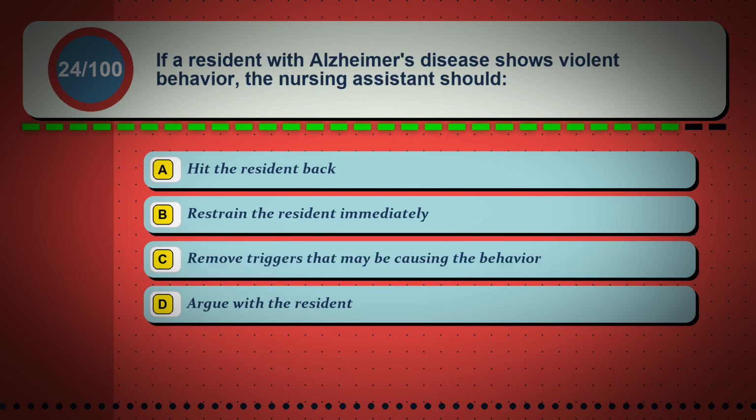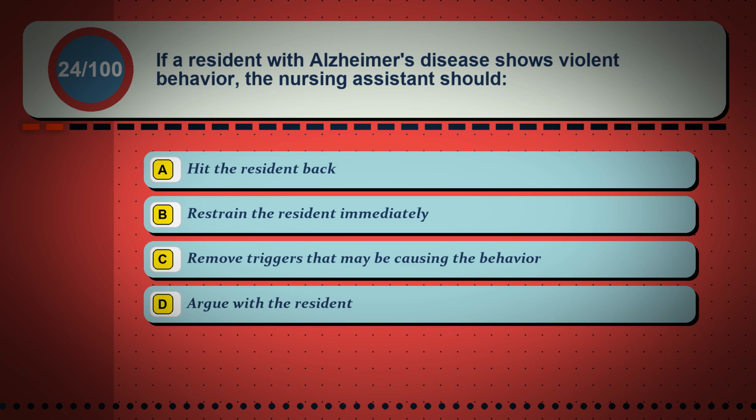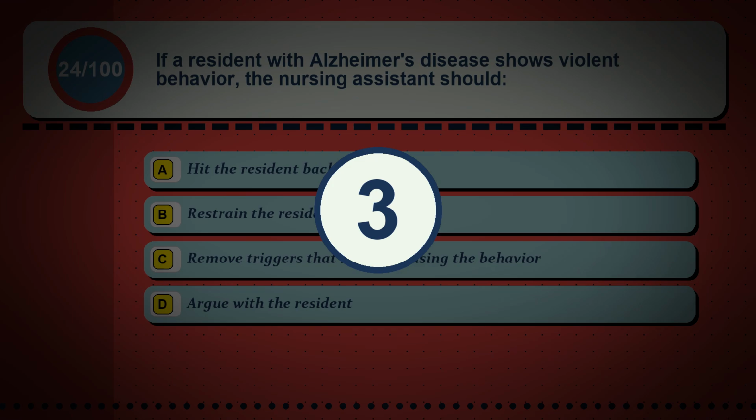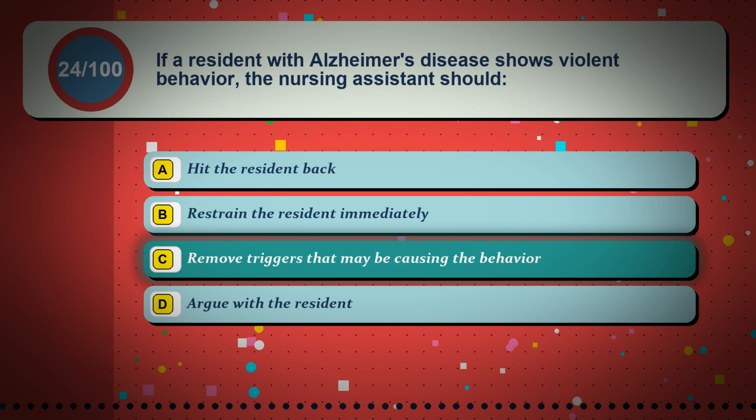Question 24. If a resident with Alzheimer's disease shows violent behavior, the nursing assistant should: Option A, hit the resident back. Option B, restrain the resident immediately. Option C, remove triggers that may be causing the behavior. Option D, argue with the resident. The correct answer is option C, remove triggers that may be causing the behavior.